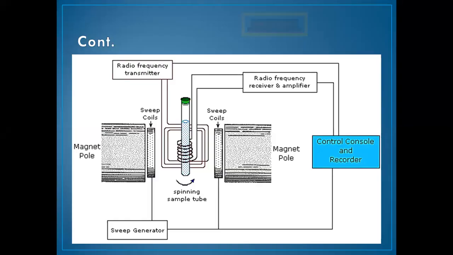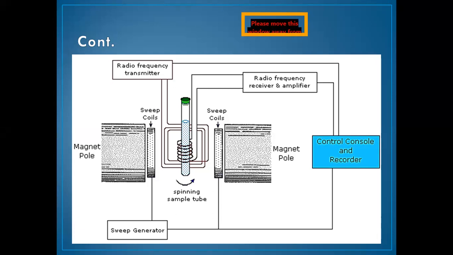Now, let me discuss the working of the NMR spectrometer. Firstly, we will place the sample, which contains resonating atomic nuclei. The sample holder holds the sample. It has the capacity to hold about 0.4 ml of liquid sample.